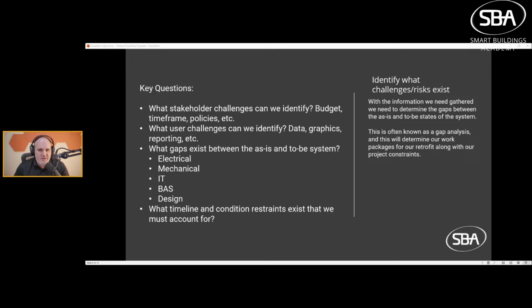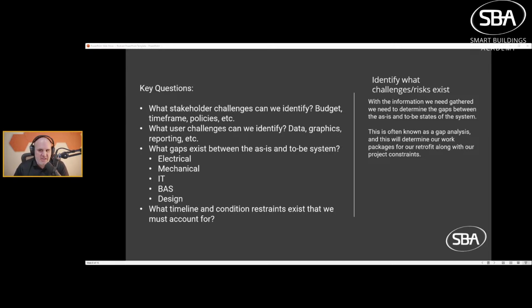The key questions we want to focus on here: what stakeholder challenges can we identify? Are there budget, time frame, policy constraints, etc.? These are things that can really impact us. We could potentially have liquidated damages. There's a variety of risks associated with stakeholders. Maybe we can only access a specific area at a certain time. Maybe we have to do hot work because we can't shut any power down and we can't turn systems down. That's always interesting, having to go and install controls on an existing air handler that's running and then do a very quick cutover because it's a critical system.